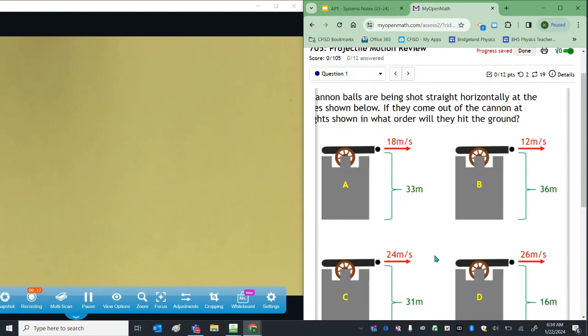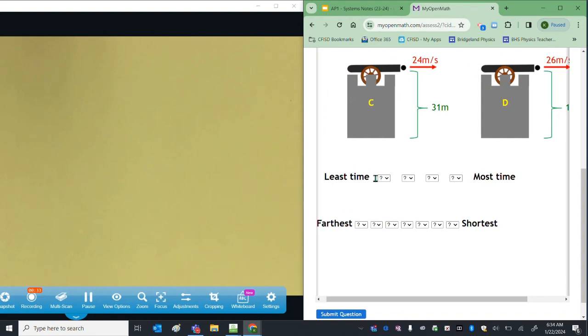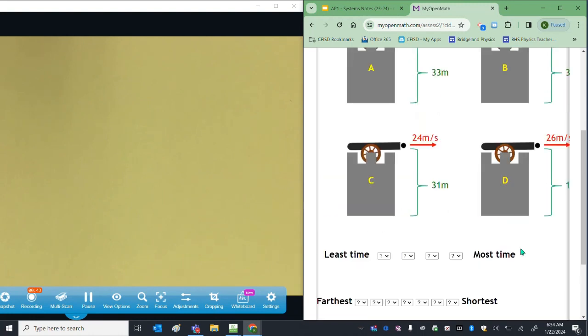In order for us to answer this, we need to solve for each of these, and then we can select which one was the least time, most time, and then farthest, shortest. There are spots here in case 2 are equal to each other as well. In terms of the time that a projectile is in the air, when you have something launched horizontally, the only variable that determines your air time is your height. The horizontal velocity that it's initially launched at has no effect whatsoever on the vertical motion. Remember, horizontal and vertical motion are separate. They're independent of one another.